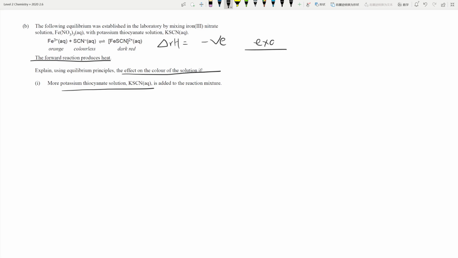I mean, you'll be nice. Oh, the colors right here. I'm just blind. The colors right here. Okay, so more KSCN added.